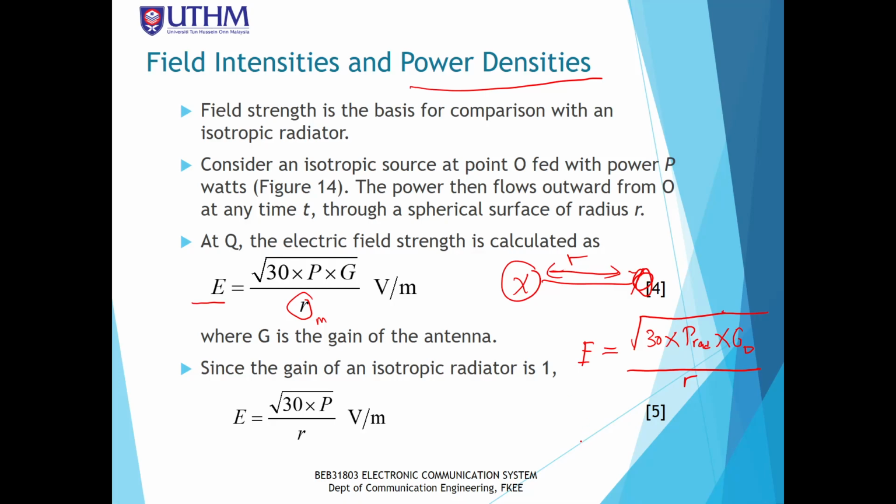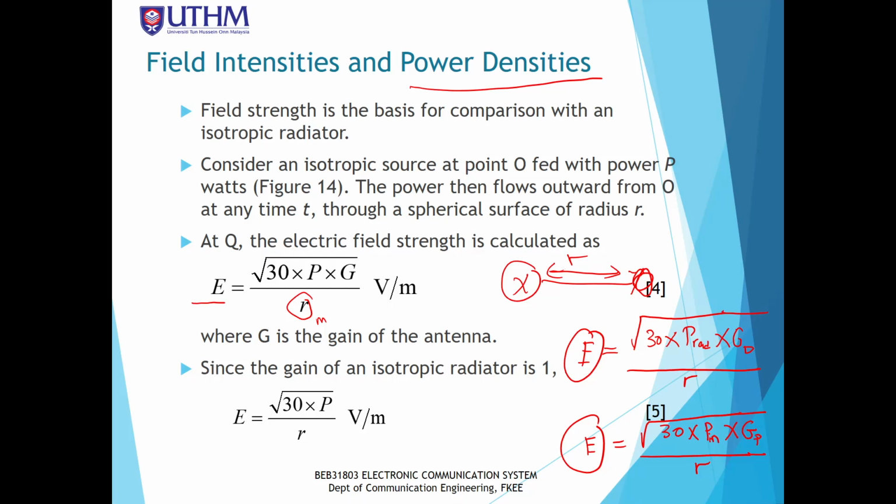Or you can also do it like this. E equal to square root of 30 times P input, P in, multiplied with power gain, GP, divide with R. Both of these will give the same answer.